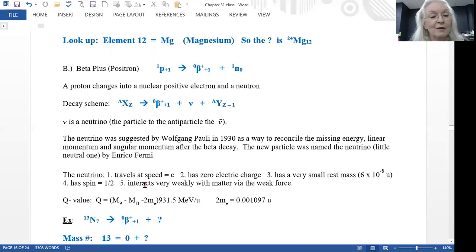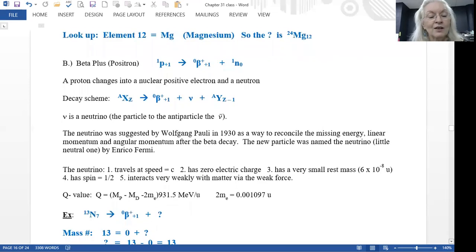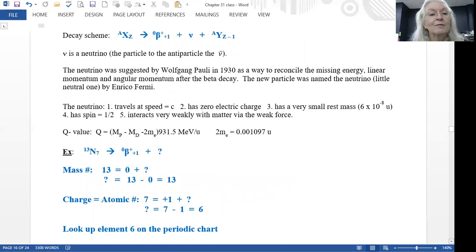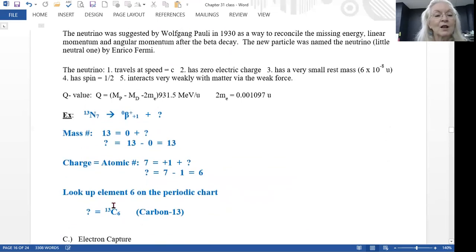It doesn't weigh very much. It has spin of 1/2, and it interacts very weakly with matter by way of the weak nuclear force. So it has an interesting array of properties. There is a Q value for beta plus decay, but we're not going to calculate with it, so you don't need to know that formula. You do need to know how to figure out what is the daughter if you have beta plus decay.